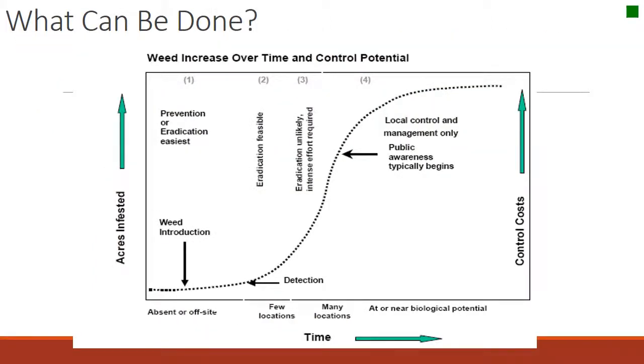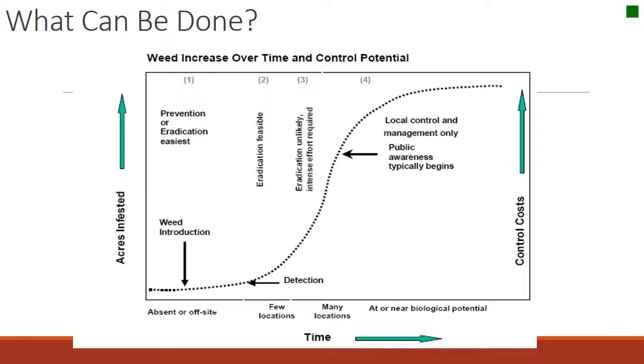So what can be done? We've kind of gone over this a little bit, but this is a good graph that shows weeds being introduced, detection right here, and this just shows that at this point, eradication is feasible. But beyond this point, it's going to be very difficult. The bad part, and this is what shows here, is that public awareness typically begins here, because this is when it starts to affect large groups of people.